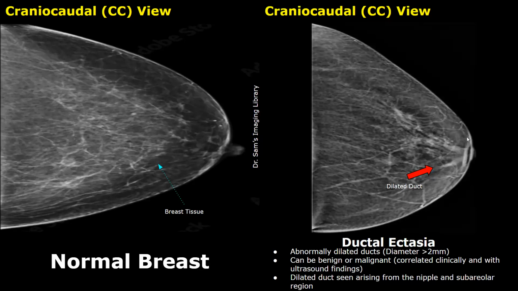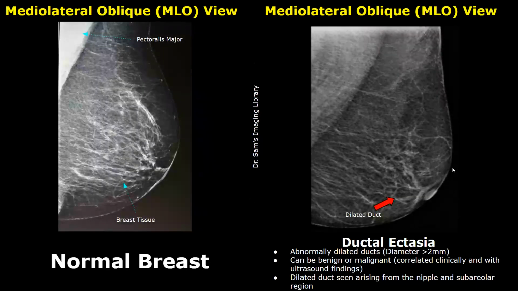This is the subareolar region. We can see the enlarged duct. Here is another image showing dilated duct. We can see its connection with the nipple. This connection with the nipple helps us in diagnosing duct ectasia.